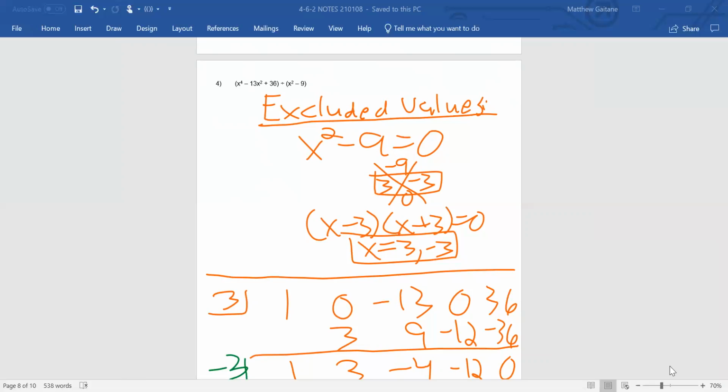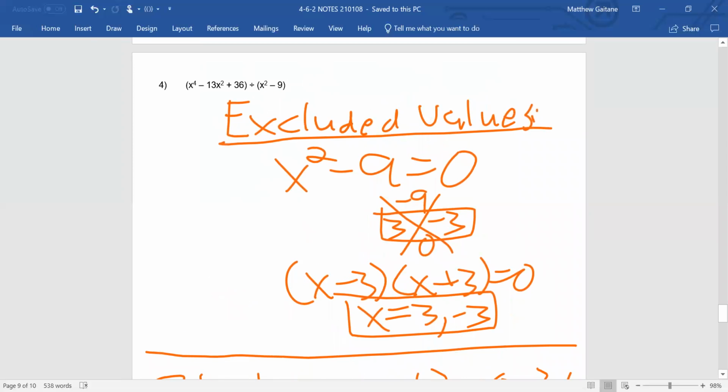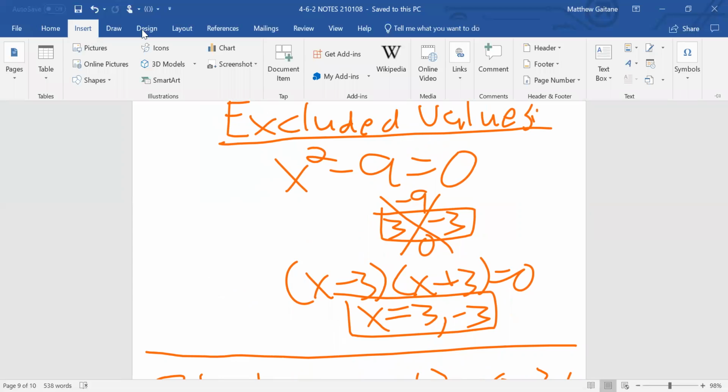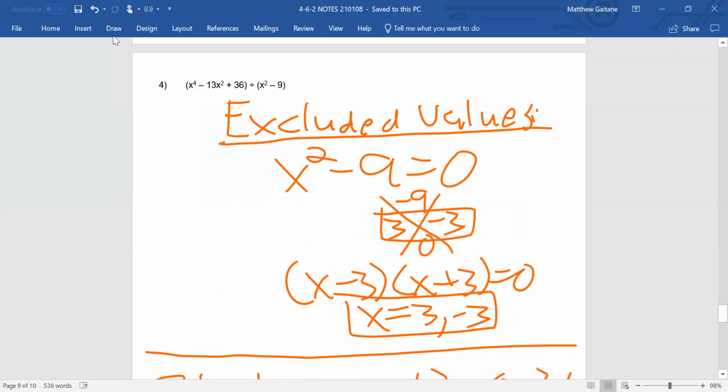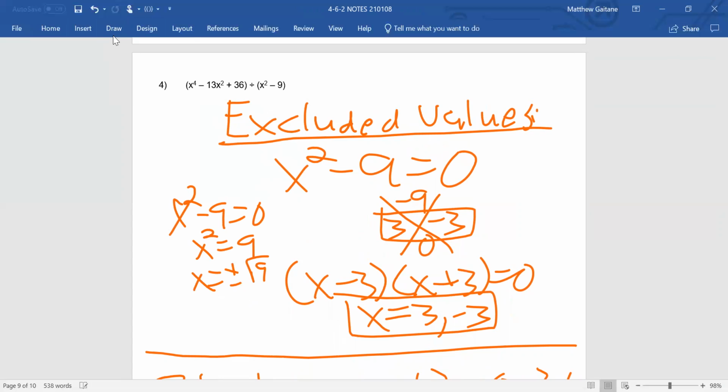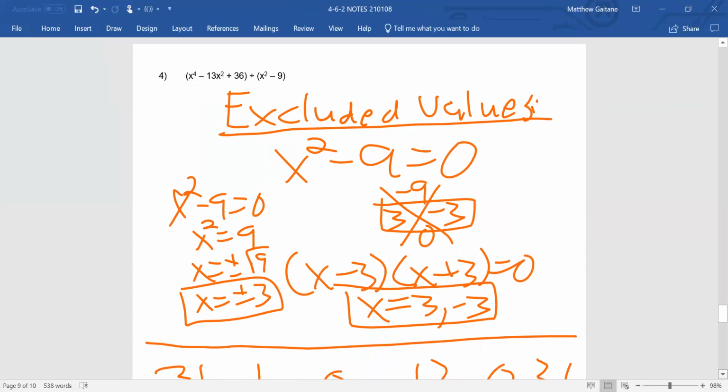You can also do this. You don't have to factor on this one. If we want to just review, you can say x squared equals 9, x equals plus or minus the square root of 9, which is plus or minus 3. Okay. So either method, you're going to have two excluded values.